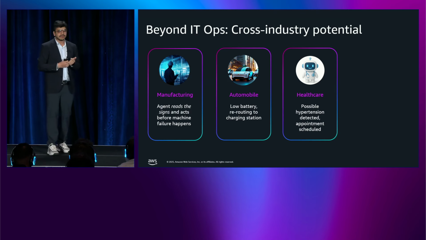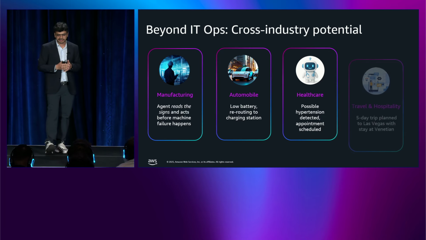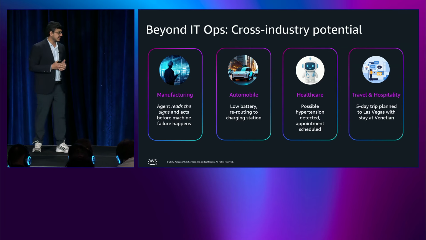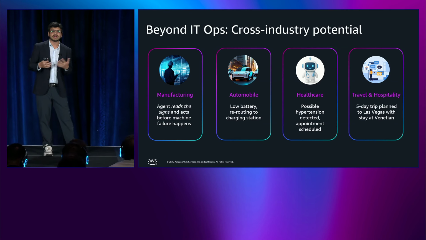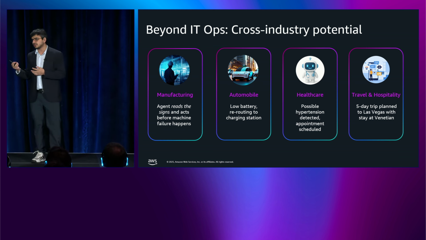Or maybe if you fell down, then it could call the ambulance so that you can get to the hospital faster. And the last one which I'm going to talk about is travel and hospitality. So let's say you are coming for re:Invent, you want to book a trip for 5 days to Vegas, and you want to book the hotel, you want to book the flight.